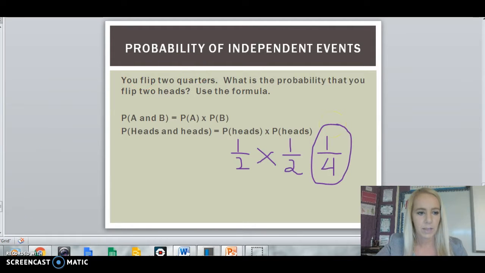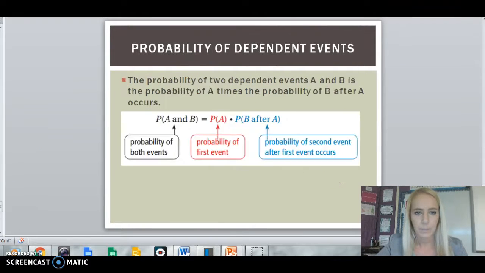Now let's look at an example of dependent events. The probability of two dependent events, A and B, is the probability of A, the probability of the first event, times the probability of B, the second event, after the first event occurs. Again, this is already given to you in your notes, so let's look at an example.